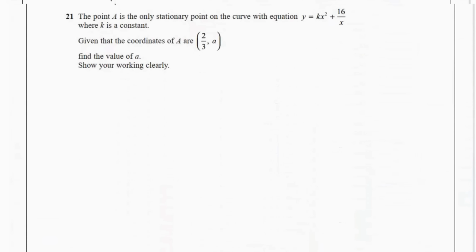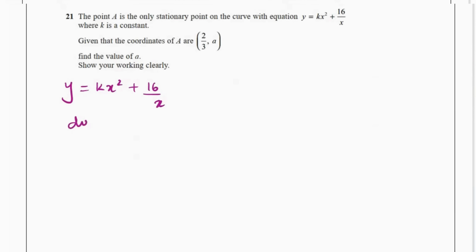Then the point A is the only stationary point on the curve with the equation y equals kx squared plus 16 over x, where k is a constant. Given that the coordinates of A are 2 over 3 and a, find the value of a. So this is the third type of question you can get for differentiation. So we have an equation of curve y equals kx squared plus 16 over x. Point A is the only stationary point on the curve.